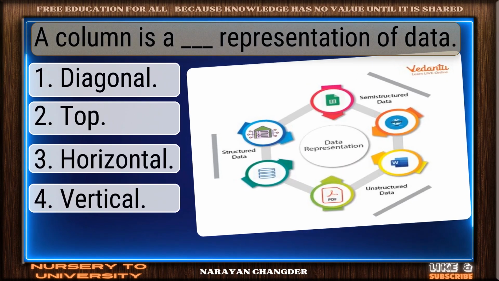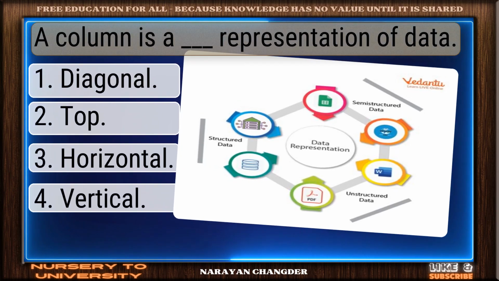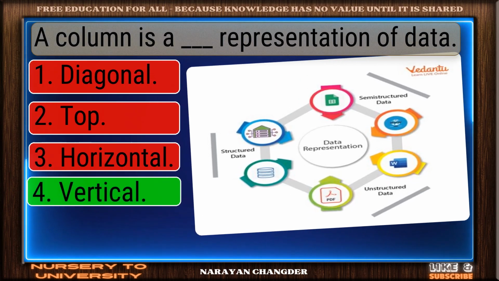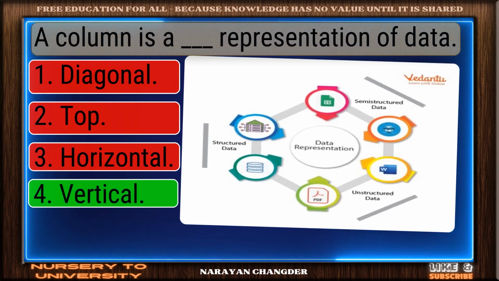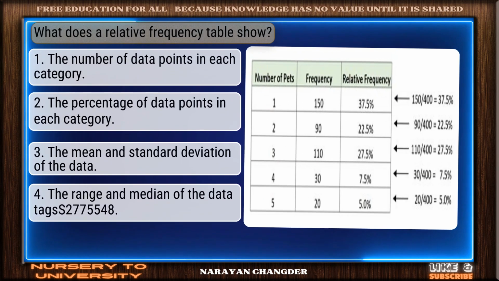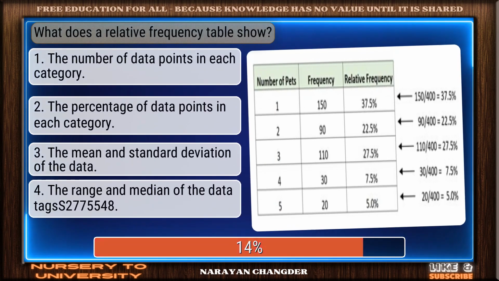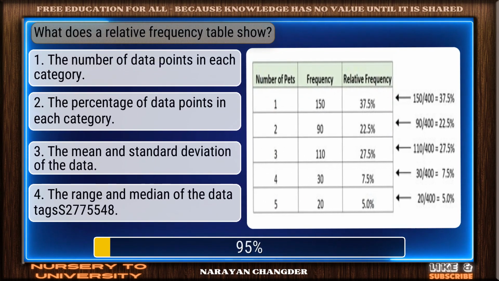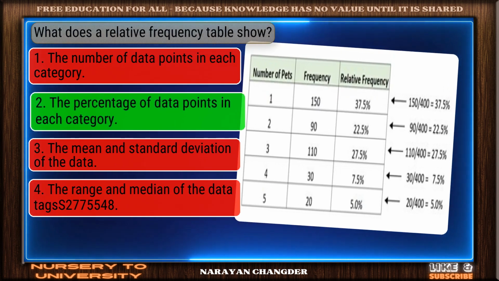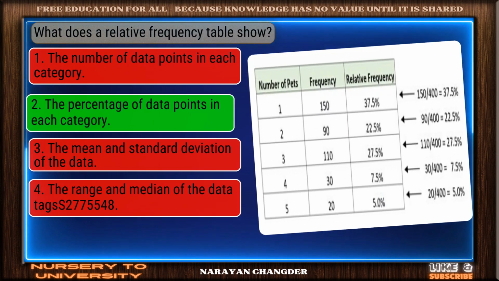Question number 43. A column is a dash representation of data. You're right. Vertical is the correct answer. Question number 44. What does a relative frequency table show? Well picked. The percentage of data points in each category is the correct answer.